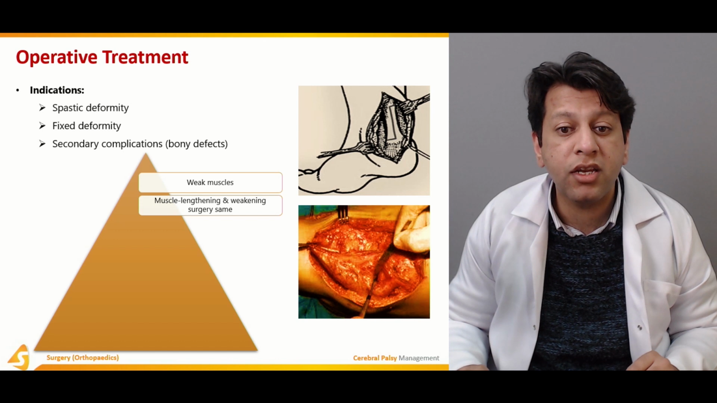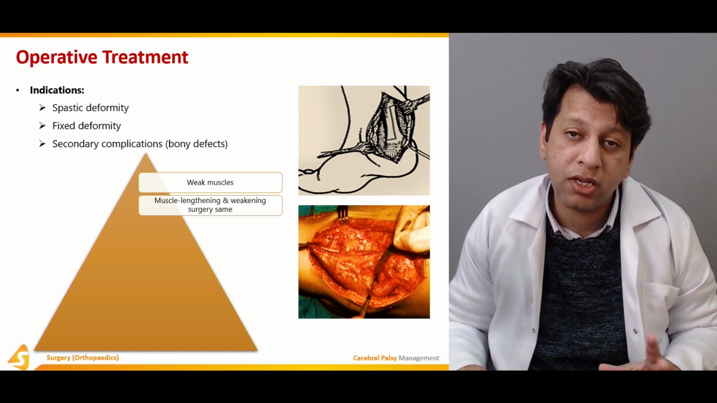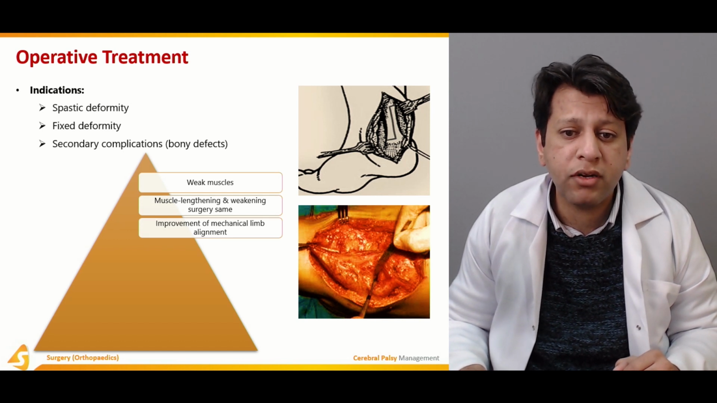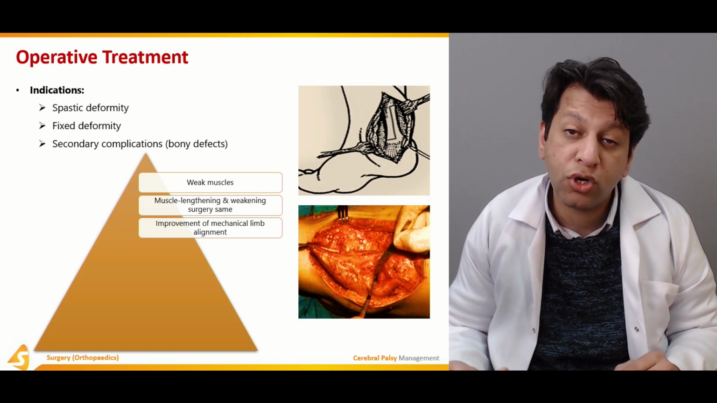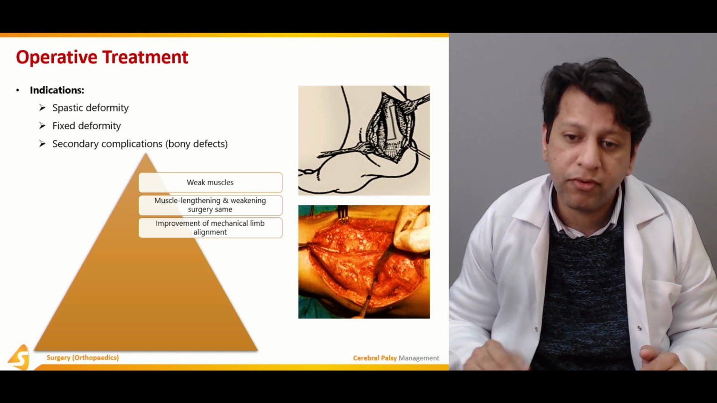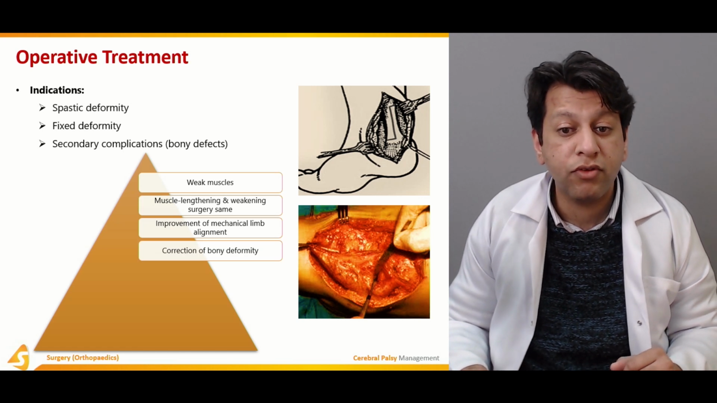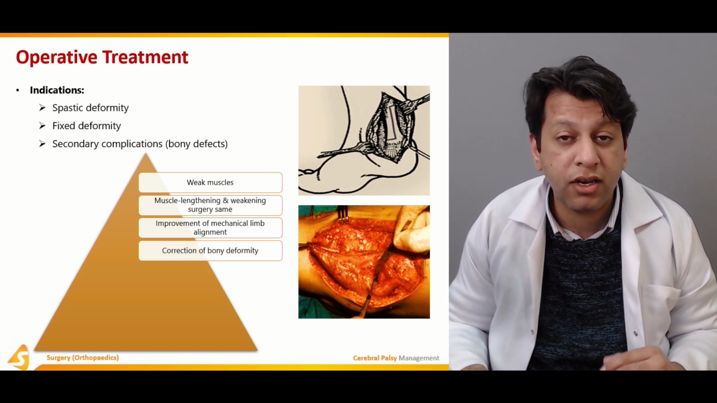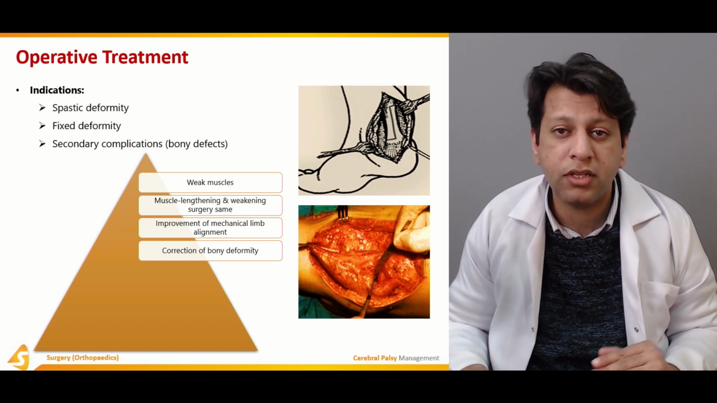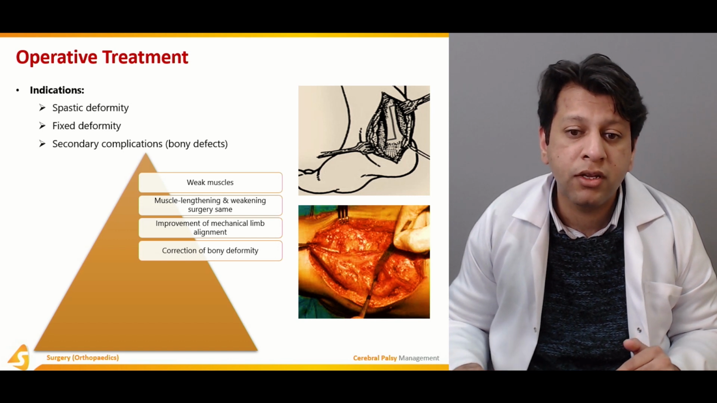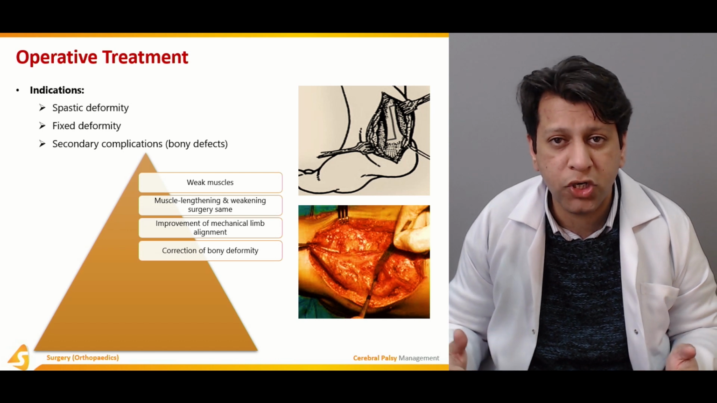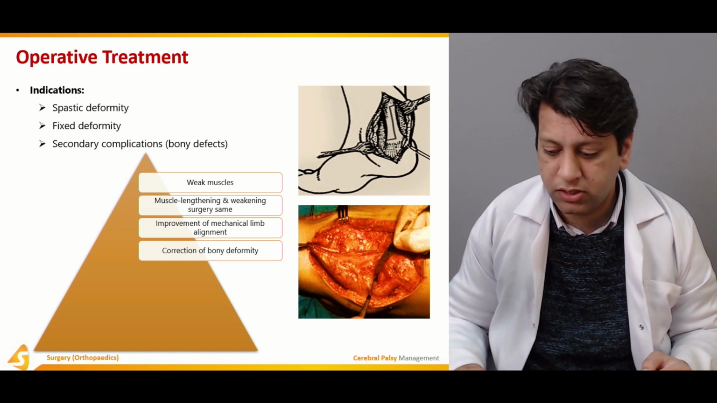Muscle lengthening and weakening surgery can be done at the same time, though sometimes they are initially done in different settings. There is improvement of mechanical limb alignment. Sometimes osteotomy has to be done as well. For example, if there is increased tibial torsion, then that can be corrected by a form of osteotomy. Then correction of bony deformities may be required as well, like calcaneal lengthening, and hip subluxation has to be reduced as well. Therefore, different procedures can be done for different joints to achieve different targets.